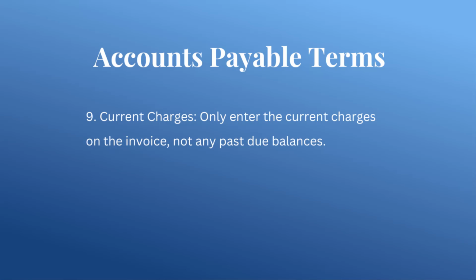Number 9, current charges. Sometimes invoices will show a total due that includes balances from previous invoices. You may already have those entered into your system. Make sure to only enter the total current charges on that specific invoice to avoid duplicating charges. Research other balances to make sure they're accounted for. If you don't have those invoices, you may need to call the vendor. But there's a good chance it's just a timing issue. They mailed the new invoice before receiving your payment for that previous invoice.